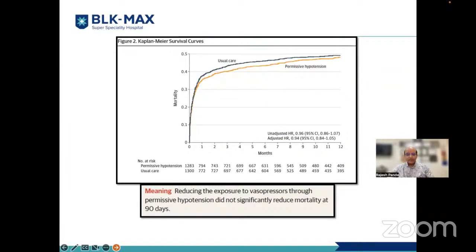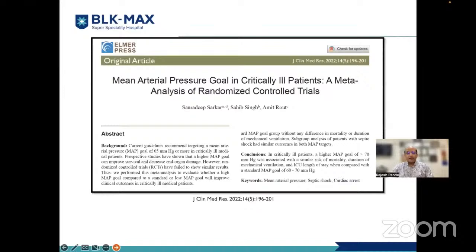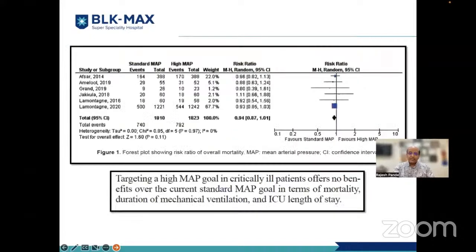Now here you find that if you are doing permissive hypotension of 60 to 65, the Canadian target, then it does not significantly reduce mortality at 90 days. So it doesn't really help. There was a meta-analysis published in the Journal of Clinical Medical Research this year, and they looked at the randomized controlled trials. A lot of these trials were included up to 2020.